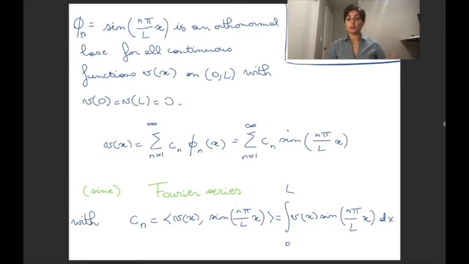Not only do we know that we can write V(x) as an infinite sum, we also know the coefficients. And the coefficients are the inner product of V(x) with the eigenfunction we're looking at. So it's the integral from 0 to L of V(x) times sine of nπ divided by L times x, all dx.